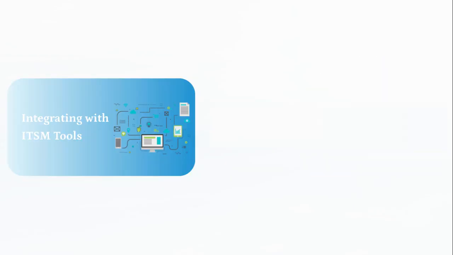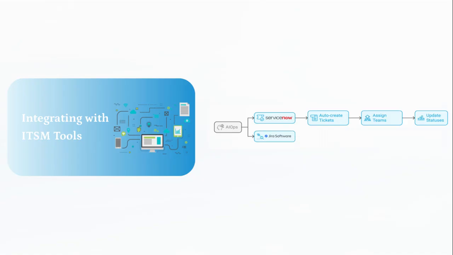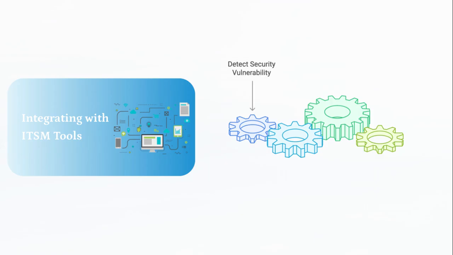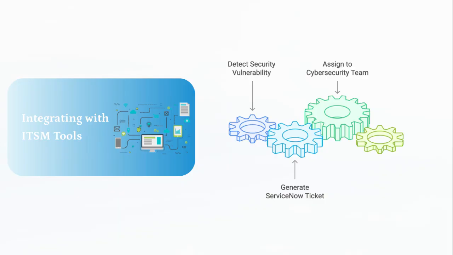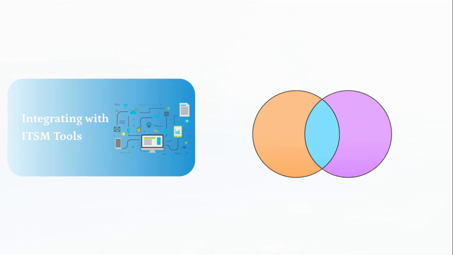To provide a structured incident management process, AIOps integrates with IT service management, ITSM, tools like ServiceNow. AI can auto-create tickets, assign teams, and update statuses. With Jira, AI can log bug reports and track issue resolution. If an AIOps system detects a security vulnerability, it can automatically generate a ServiceNow ticket, assign it to the cybersecurity team, and track resolution progress. Integration ensures a seamless flow between AI-driven automation and human intervention when necessary.